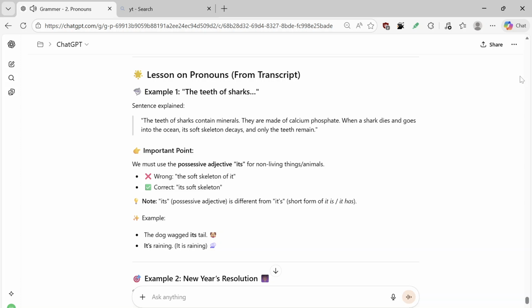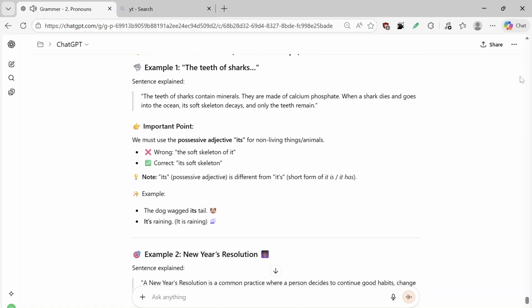Wrong: the soft skeleton of it. Correct: its soft skeleton. Note, its, the possessive adjective, is different from it's, the short form of it is or it has. Example: the dog wagged its tail. It's raining. It is raining.